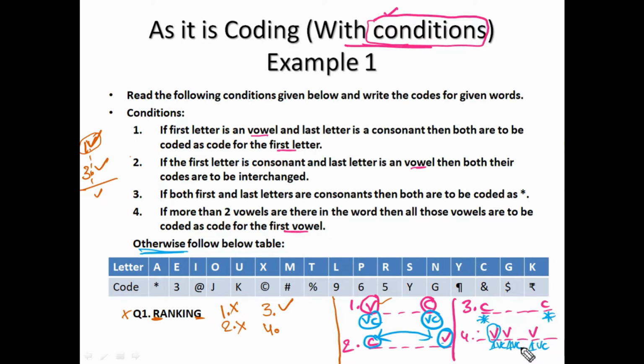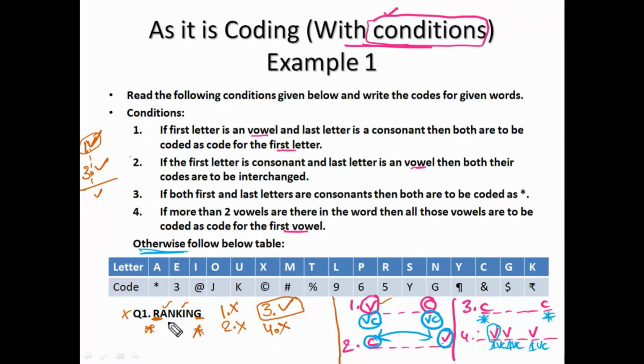If more than two vowels are there, how many vowels are there? 1 and 2. Only 2 vowels are there. So that's why this condition also fails. So only condition 3 is following. Now we need to satisfy that condition. According to that condition, we have to write both first and last as stars. So the first place is a star and the last place is also a star.